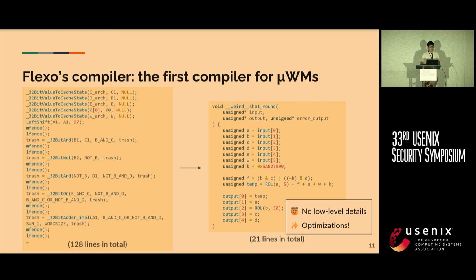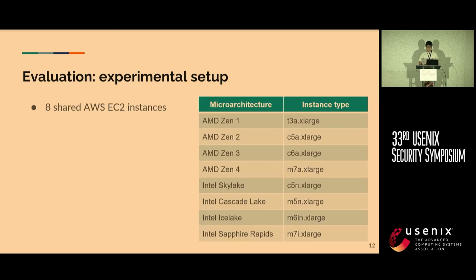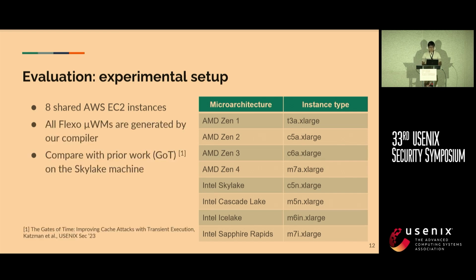So with these improvements, we can now move on to see how they contribute to our experiment results. We run our experiments on 8 shared AWS EC2 instances with different microarchitectures as shown in these tables. We generate our Flexo machines using our compiler and compare our results with the Gates of Time paper on the Skylake machine. We only compare with them on this machine because they don't support other microarchitectures.